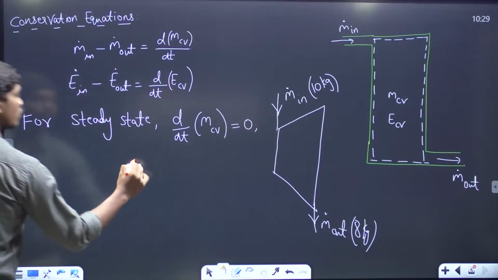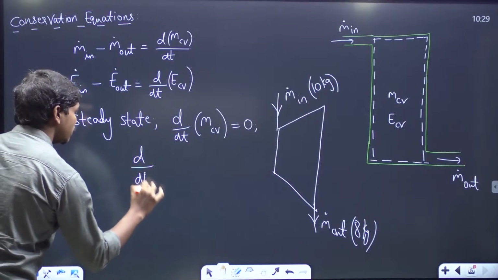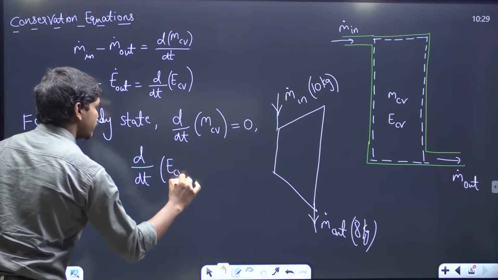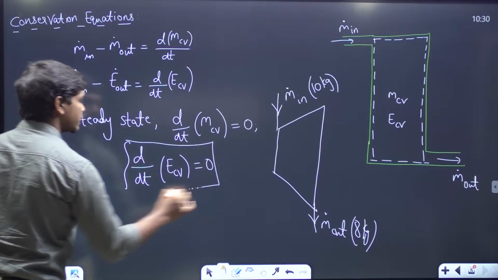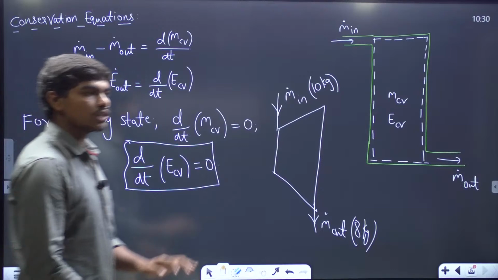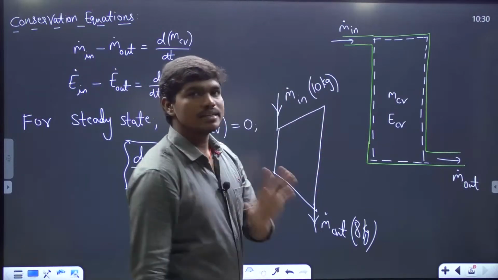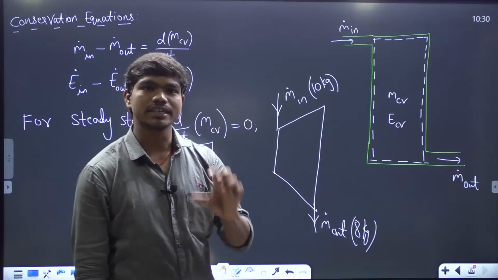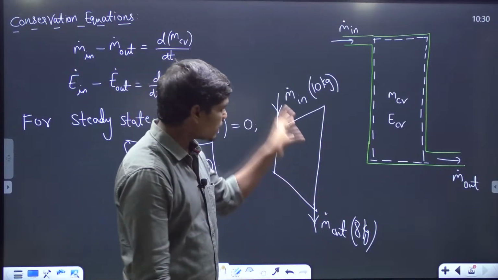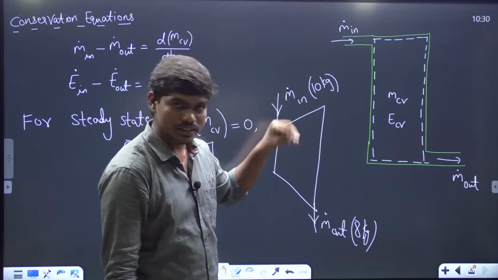Similarly, for steady state, what about energy content? This energy content should also be equal to 0. Means rate of change of energy content should also be equal to 0, because all materials that we have, all appliances like turbines, compressors, every material, they have certain temperature limits. Now what happens if energy keeps on storing inside for every cycle?